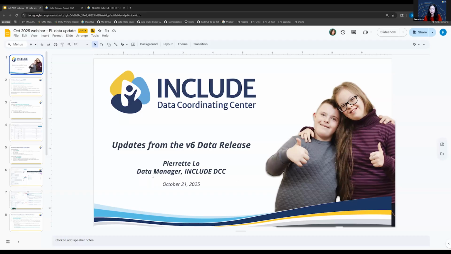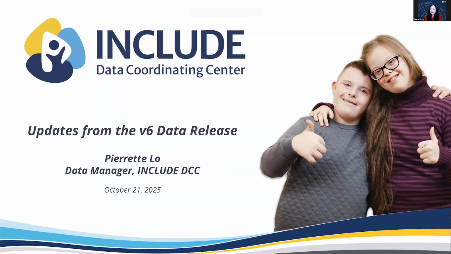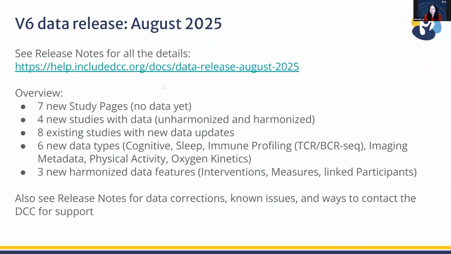Okay, so I'm Pierrette. I'm the data manager for the Include DCC, and I'll be going over a little bit more information about the new data from our most recent data release. So this was the V6 data release that was published in August 2025. And the link that I pasted into the chat has some very detailed release notes. So I'm not going to cover all of it today, but I just want to give a little bit of a summary and then point out a couple of ways that you can find this new data in the Data Hub.